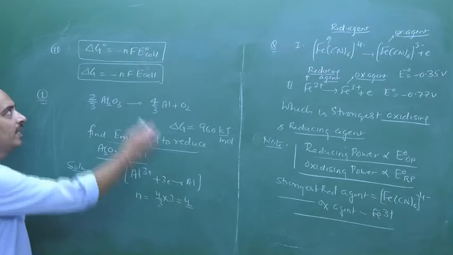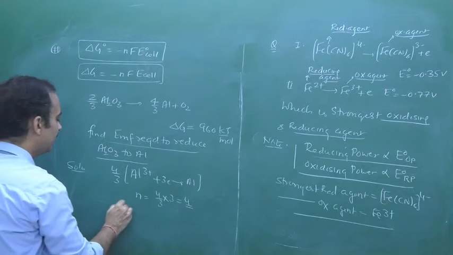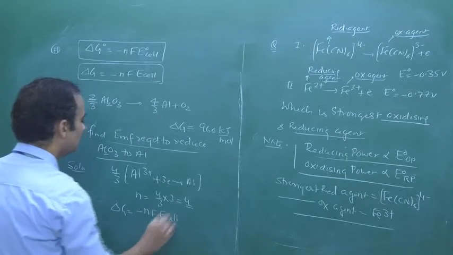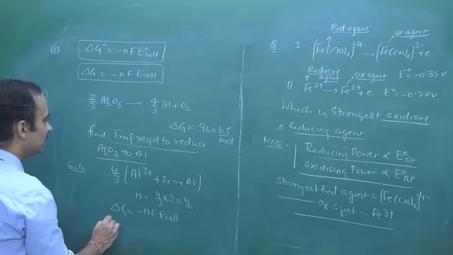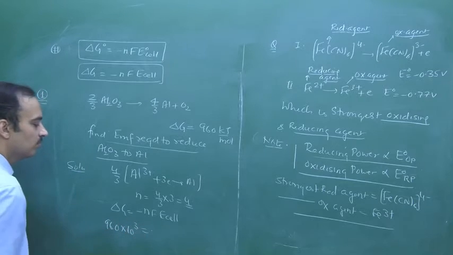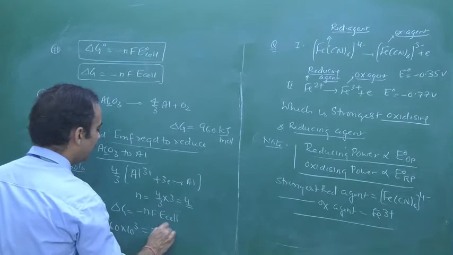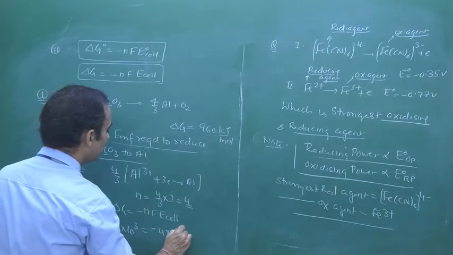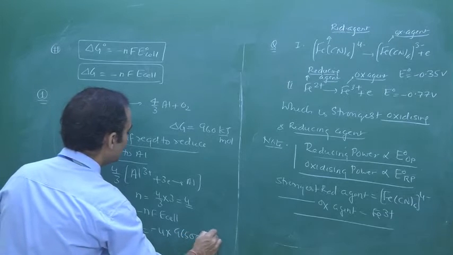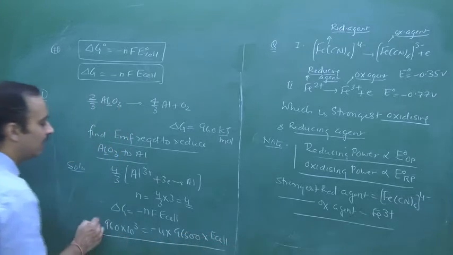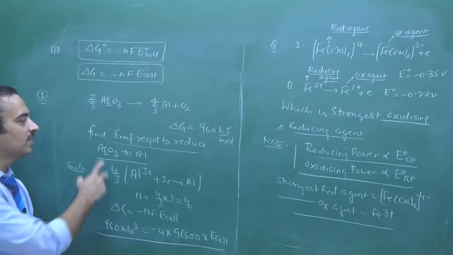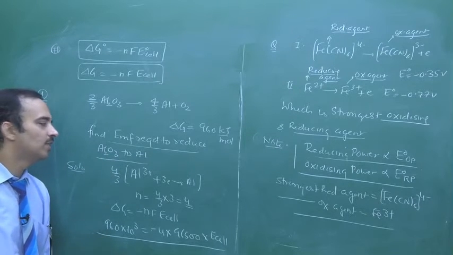Now put this n in this equation. So we can say delta G is minus nF E cell. So delta G is 960 kilojoule, minus nF, F is 96500, E cell. We can find out the EMF of this cell, or you can say the EMF required to reduce Al2O3.